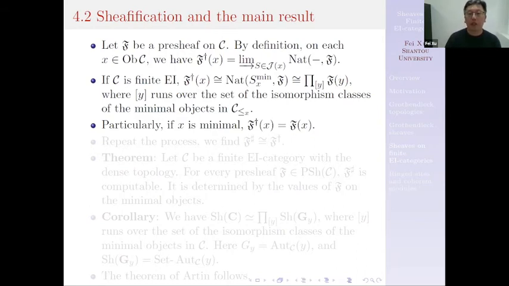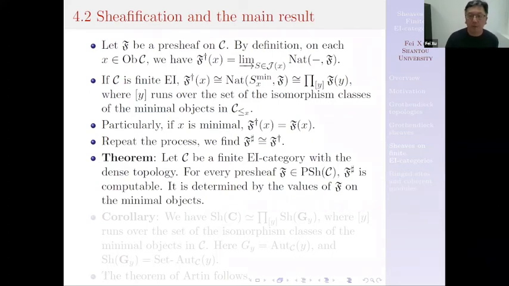And if you repeat the computation, because you have to get F sharp, you have to do this twice, and then you realize F sharp is the same as F dagger. That means F dagger is already a sheaf. So in this way, we characterize the sheaves on the finite EI categories with the dense topology.